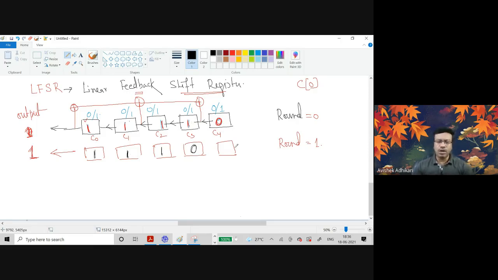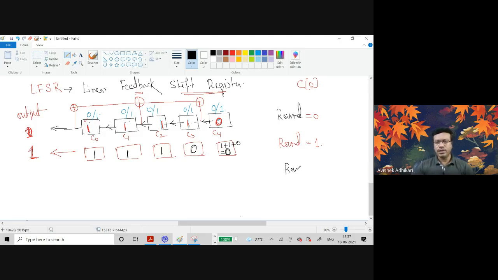Now the question is, what will be given to the last box? And that is why it is feedback. The last box will be the XOR operation of the first box, the third box, and the fifth box. That means 1 plus, it is the third box, 1 plus, it was my last box, 0. So that means 0. Okay. So this is round 1.